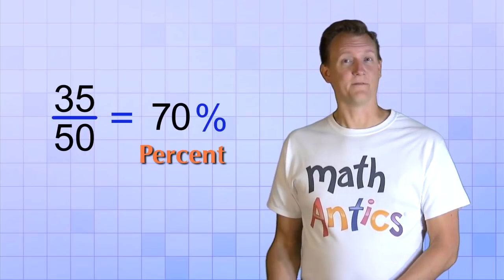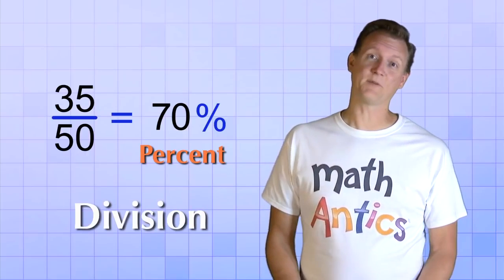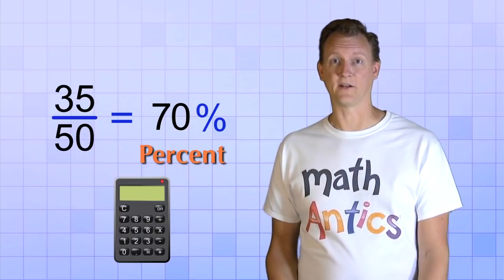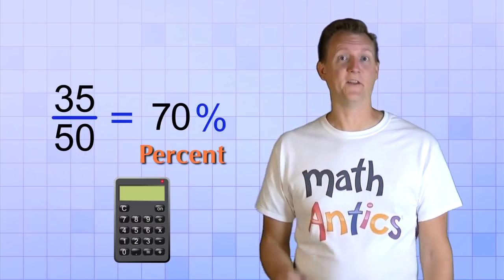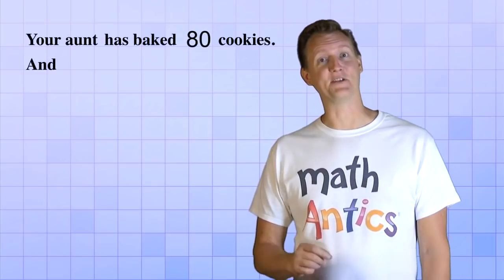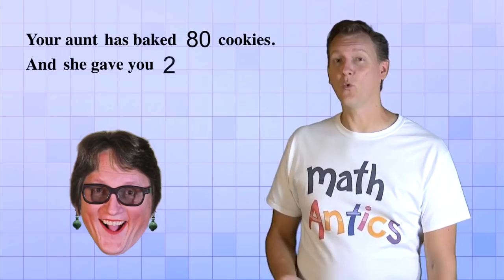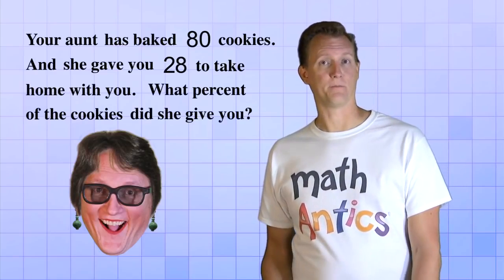The only drawback to finding a percent this way is that it involves division, and division can sometimes be tricky if you don't have a calculator. But if you do have a calculator, or if you're really good at long division, then this way works best. To see this way in action, let's try this word problem. Your aunt has baked 80 cookies, and because she's a very nice aunt, she gave you 28 to take home with you. What percent of the cookies did she give you?